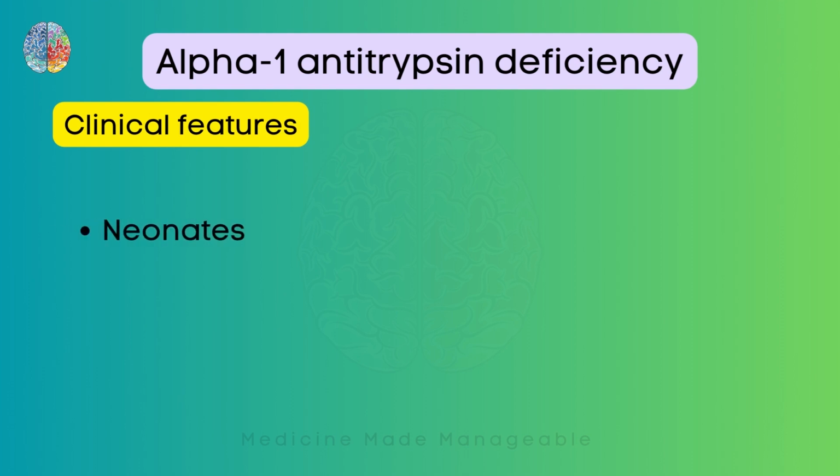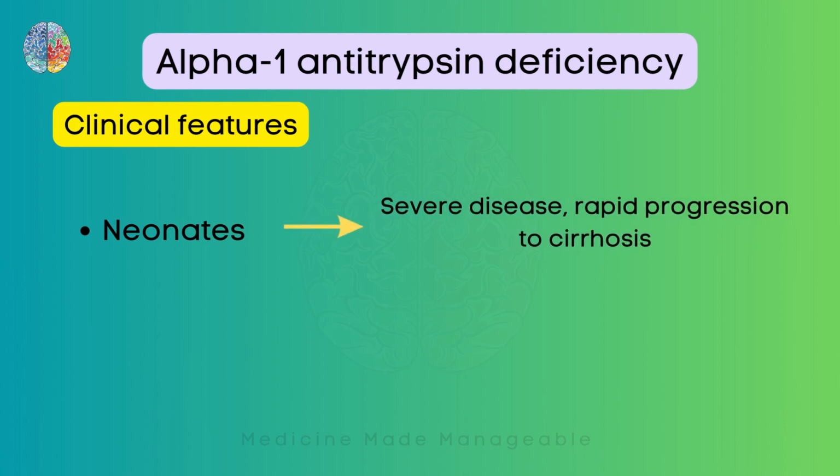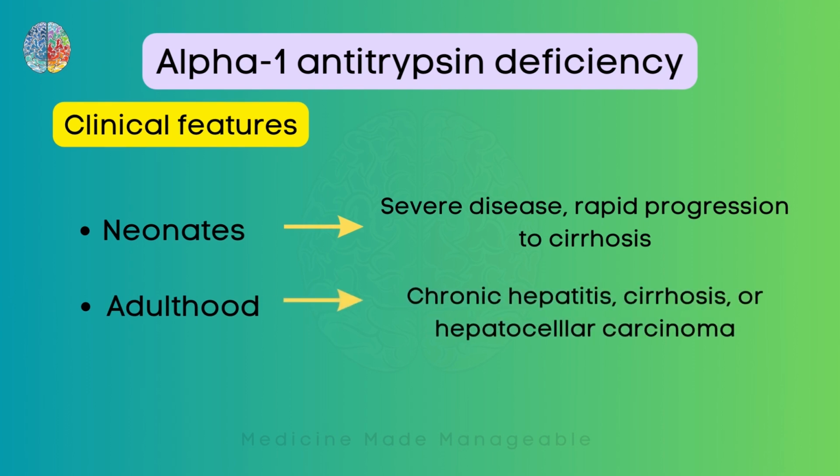So apart from affecting the lungs, this disease also affects the liver. So in the lungs we saw what will happen. Now let's see what will happen to the liver. In the neonates, there will be severe disease and rapid progression to cirrhosis. And in adults, there will be chronic hepatitis, cirrhosis, or hepatocellular carcinoma.